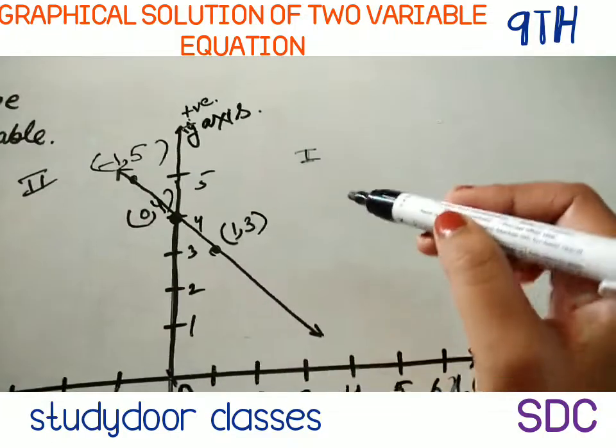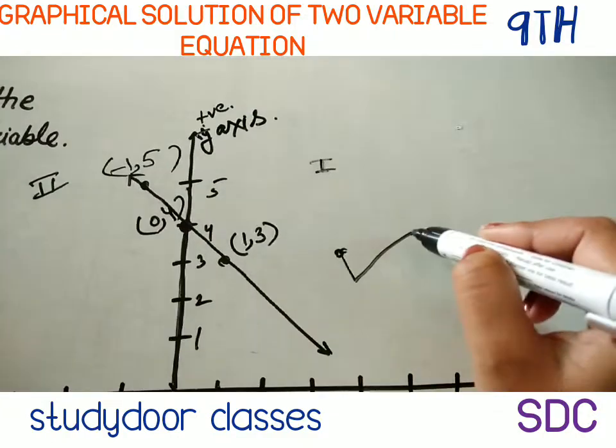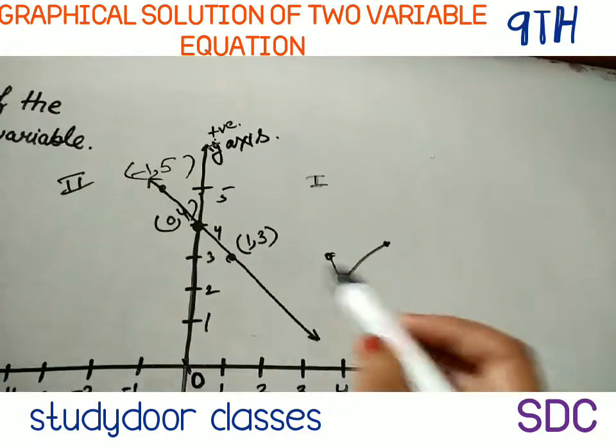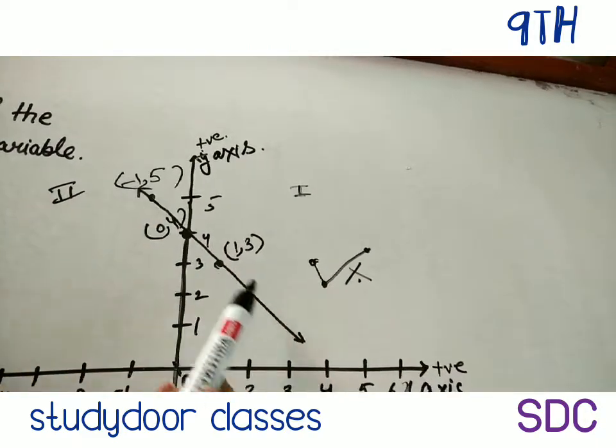If the line is of this type, and our 3 points are of this type, it means there is some problem in our answer, in our solution. This is a wrong answer. The line must always be a straight line.